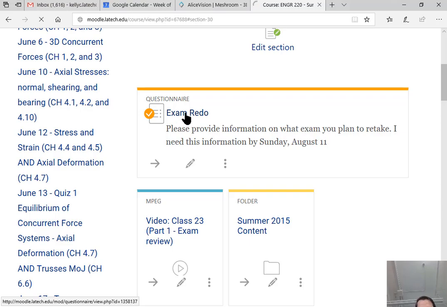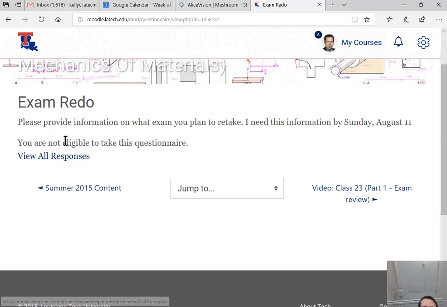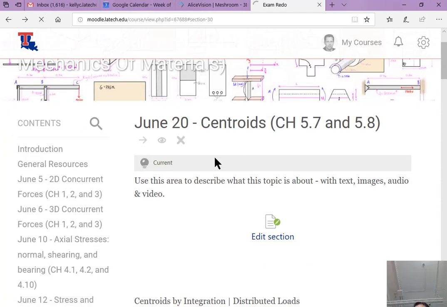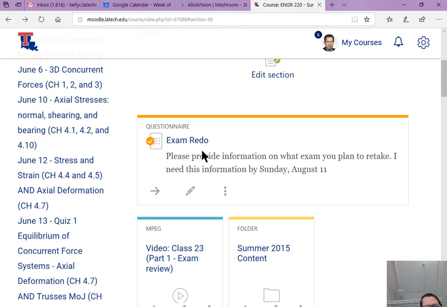So you will be able to see some buttons where you can click what you want to do. And again, if you're not going to redo either one, you don't have to answer the question. It's not doing anything other than helping me estimate how many of these tests to print out, so I don't have a whole bunch of extra ones. I assume I'll have some extra ones, but I won't have a bunch of extra ones.